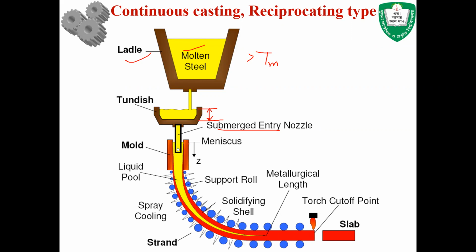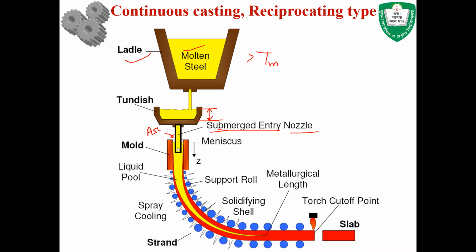Another thing you might have noticed is the submerged entry nozzle. This nozzle is always submerged in the liquid, and there is a reason for that. The reason is that the material should not get exposed on the surface. If the proper environmental condition is not maintained, sometimes argon, helium, neon, those inert gases are injected on the top surface so that the material does not get oxidized.